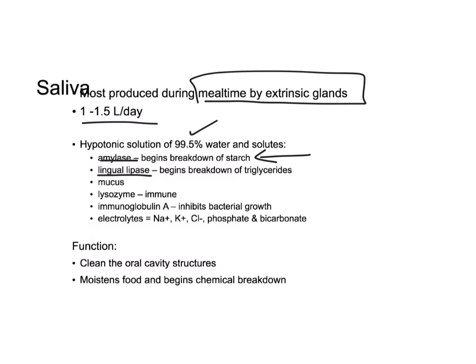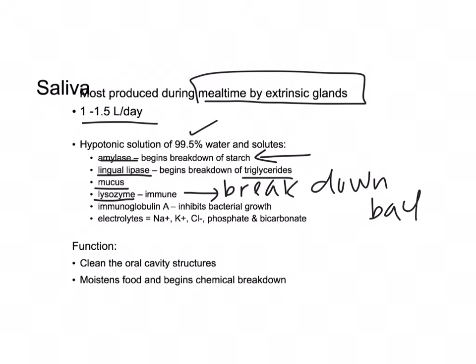If you look at lipase and lipid breakdown, it starts breaking down triglycerides. Mucus is in there. It makes it sticky. It helps lubricate. It has a lysing enzyme, which is called lysozyme, and this will actually break down bacteria, lyse the cell walls of them. It has immunoglobulin A, so IgA, which keeps bacteria from growing, and it'll have electrolytes in there.